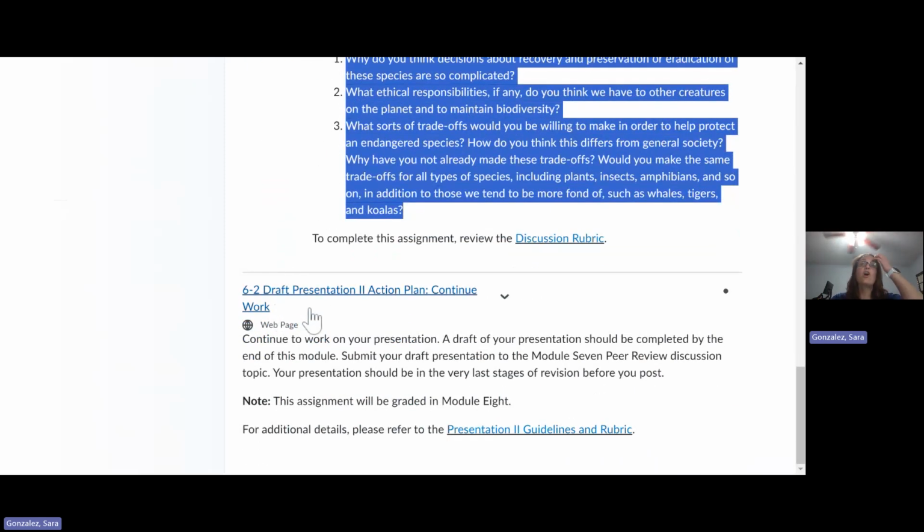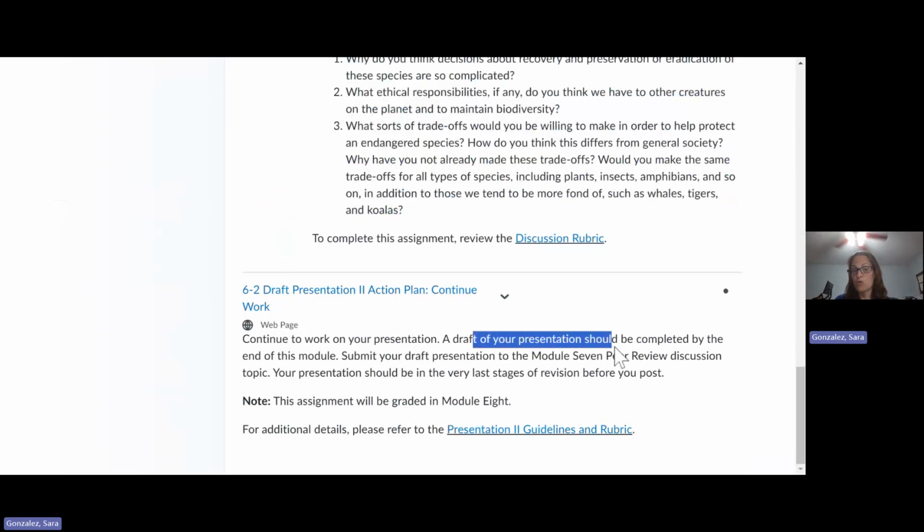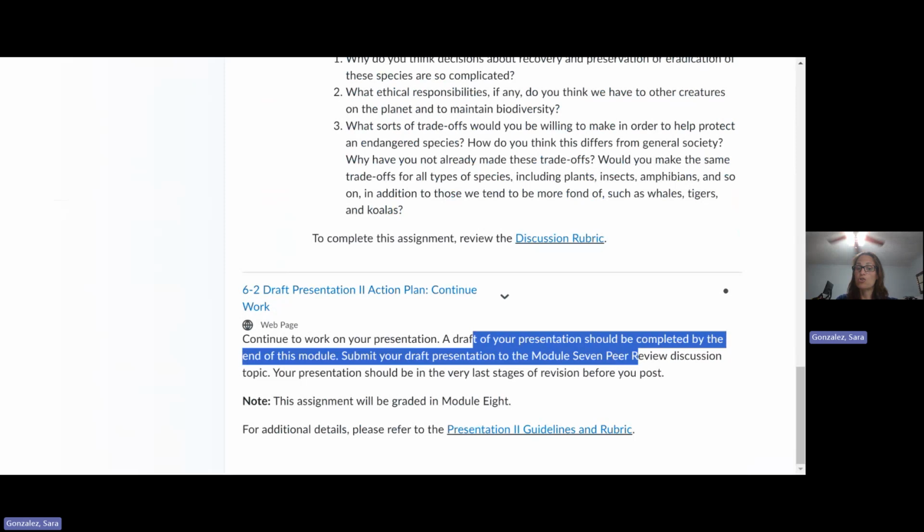And then begin working on your draft presentation here. So your presentation is not due until week 7. So you're going to work on your presentation. You should have a draft by the end of this module. So if you want to, you can submit your draft to me to review.